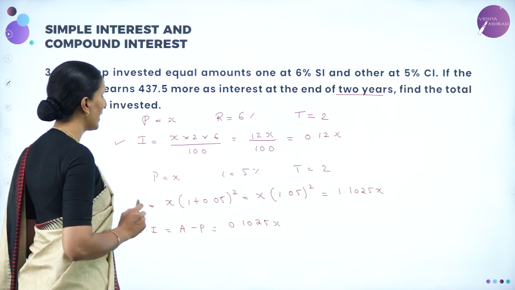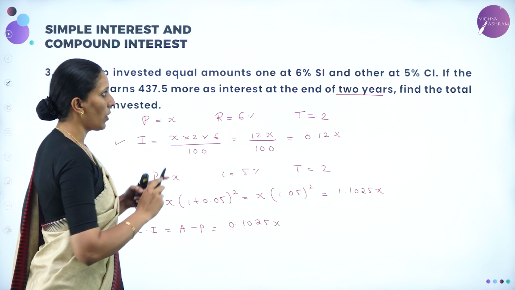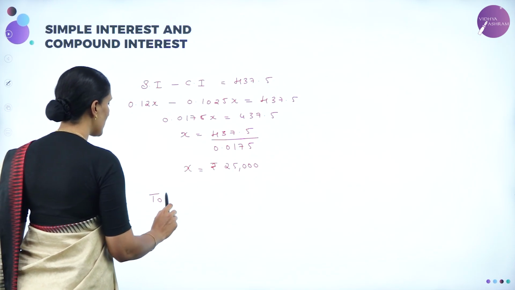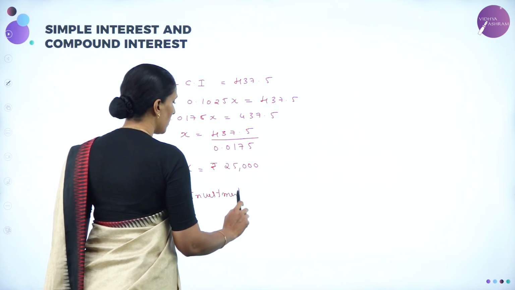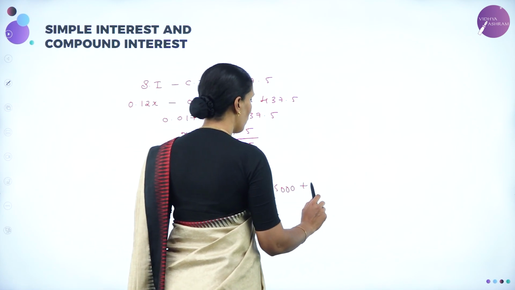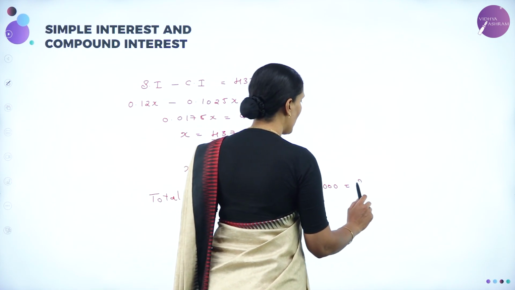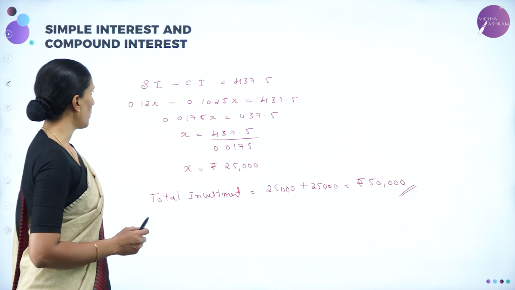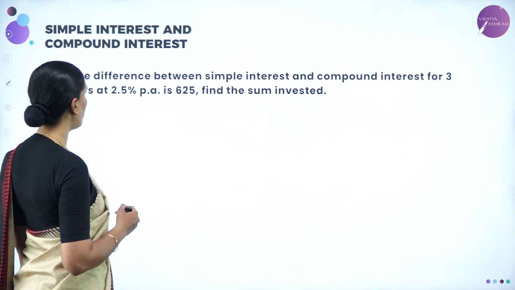So what is this x? x is the invested amount, but he has invested equal amounts at simple interest as well as compound interest. So therefore the total investment: 25,000 he'll invest for 6% simple interest, and one more 25,000 he'll invest for 5% compound interest. So the total value is rupees 50,000.